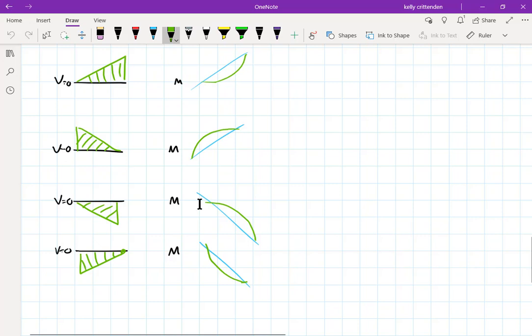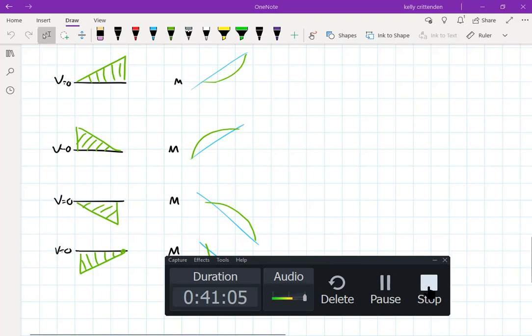Anything else? That's all we need to do for design of beams. So anything else? The rest of the week, the next 2 lectures, Wednesday and Thursday, are going to be beam deflection.